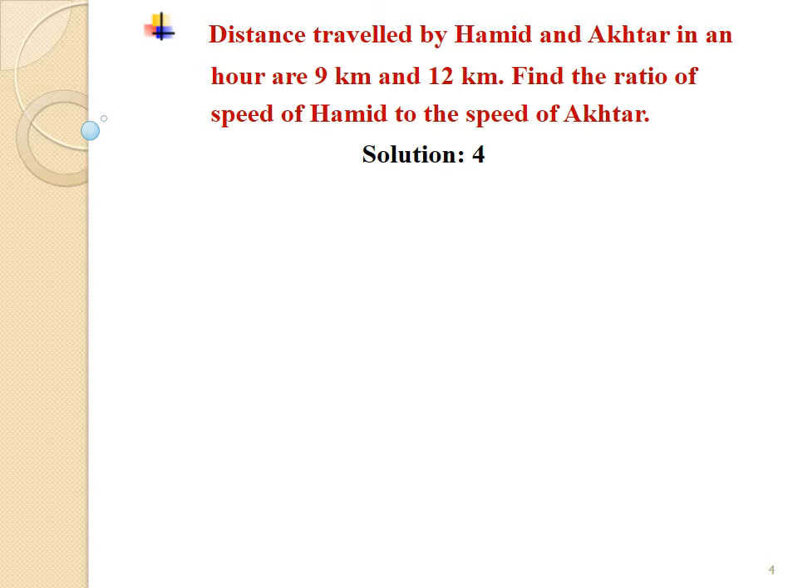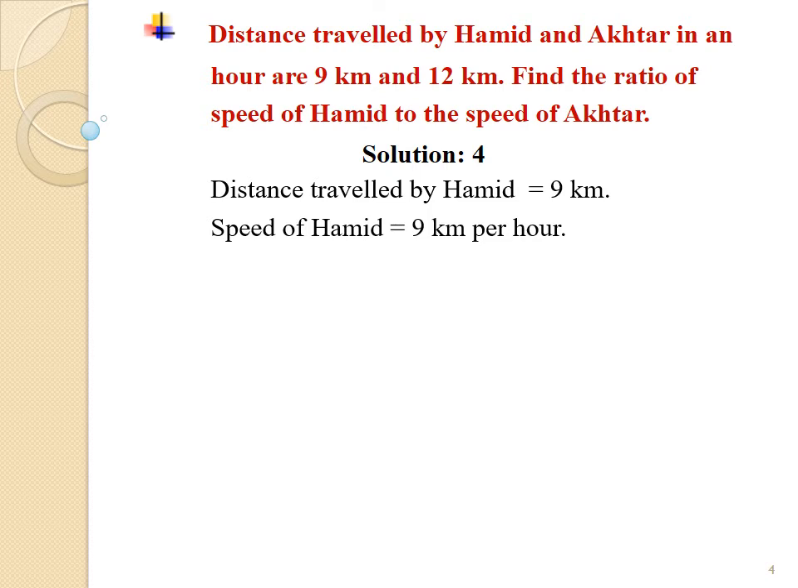Students, the first term of given ratio is 9 and the second term is 12. Thus, we have to write 9 on the top and 12 on the bottom. So now, let us solve sum number 4 after writing the necessary details given to us. Distance travelled by Hamid is given 9 kilometers. Speed of Hamid is given 9 kilometers per hour. Distance travelled by Akhtar is given 12 kilometers. Speed of Akhtar is given 12 kilometers per hour.